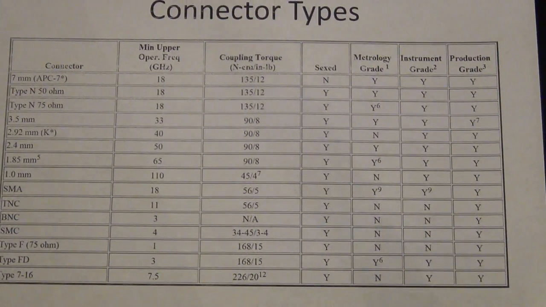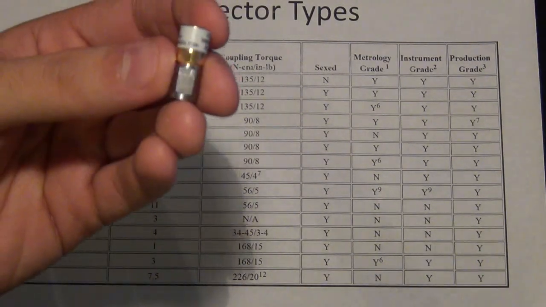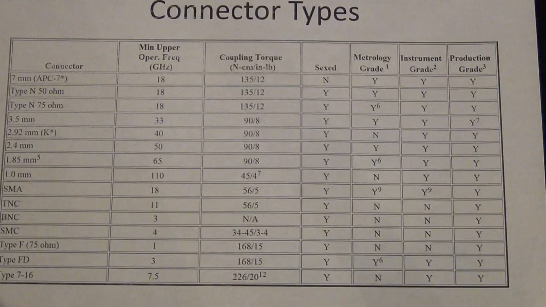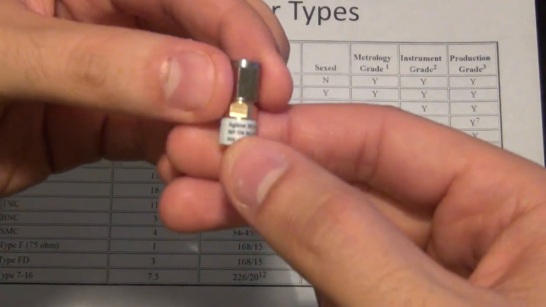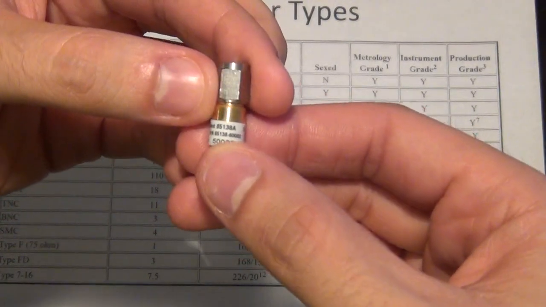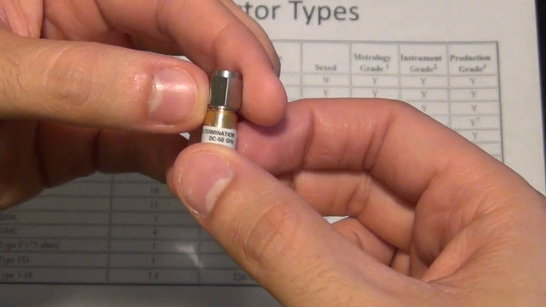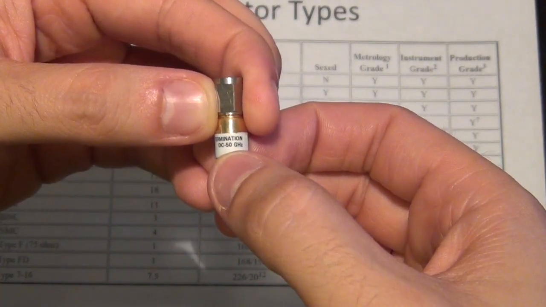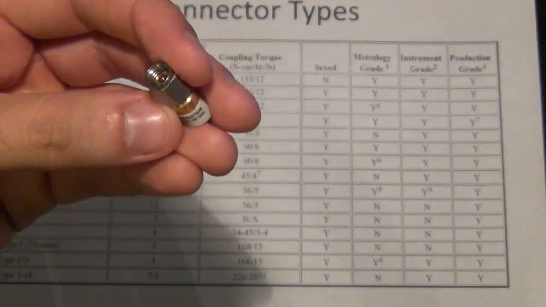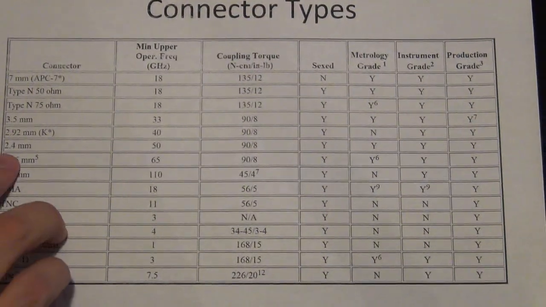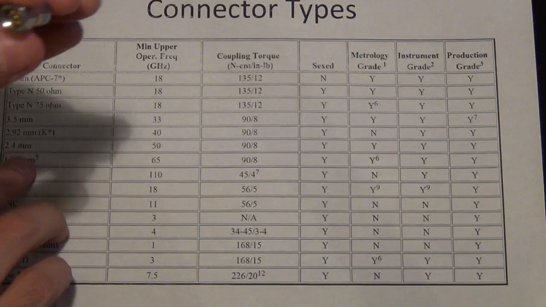So enough about connectors, let's look at some other microwave components. Another really common component is the termination. So this is a 50 ohm termination, and if you look carefully on it, it says this is an Agilent 85138A model, and this one is a 50 ohm termination from DC to 50 gigahertz. So as soon as you read 50 gigahertz, you would know that the connector would have to be at least 2.4 millimeter, and in fact it is.